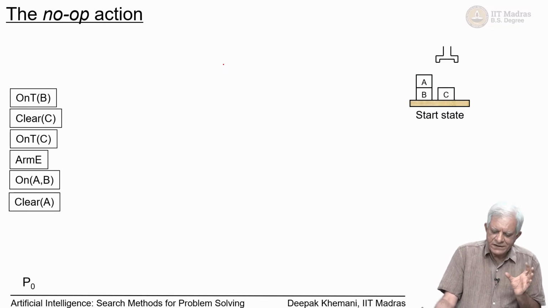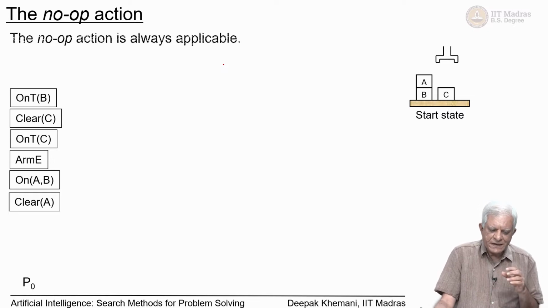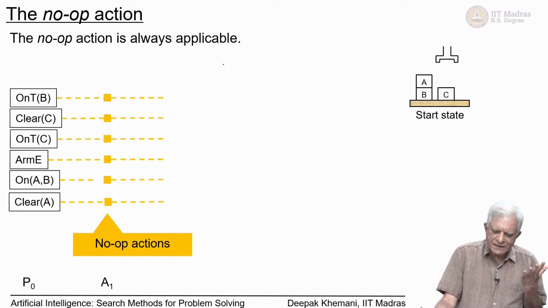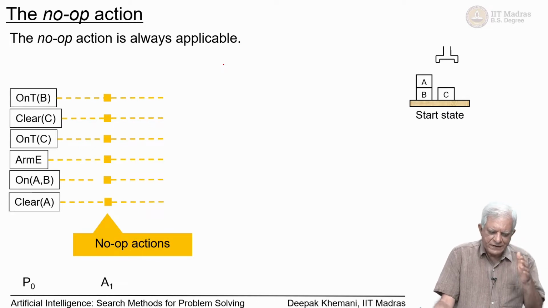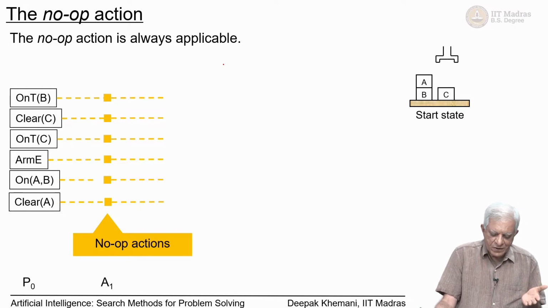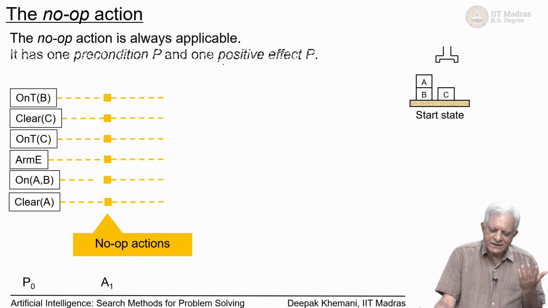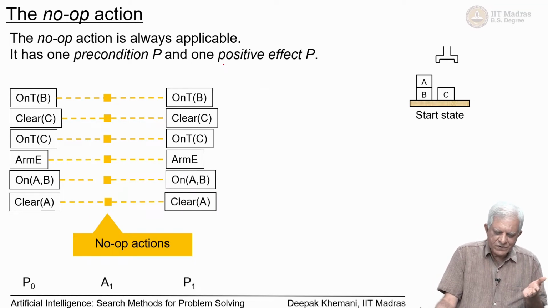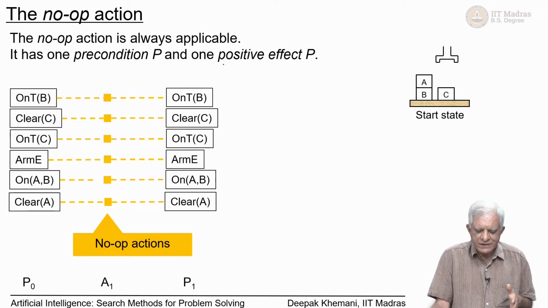Now, there is a particular action which is called a no-op action. A no-op action basically does nothing, and it is applicable for any predicate. So, a no-op action is always applicable, and for each predicate that we have in the predicate layer, you can have a no-op action, and what it does is that it produces the same predicate essentially. So, if you look at on table B, then the no-op produces on table B. It has one precondition, which is whatever predicate you are looking at, and one positive effect, which is the same predicate essentially. It basically does not do anything.